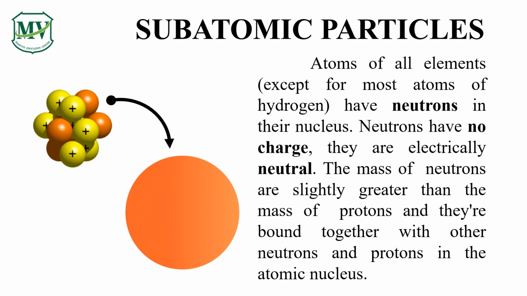The mass of neutrons is slightly greater than the mass of protons in the atomic nucleus. In an uncharged neutral atom, the number of electrons orbiting the nucleus is equal to the number of protons inside the nucleus. In this atom, the positive and negative charges cancel each other out, leading to an atom with no net charge.